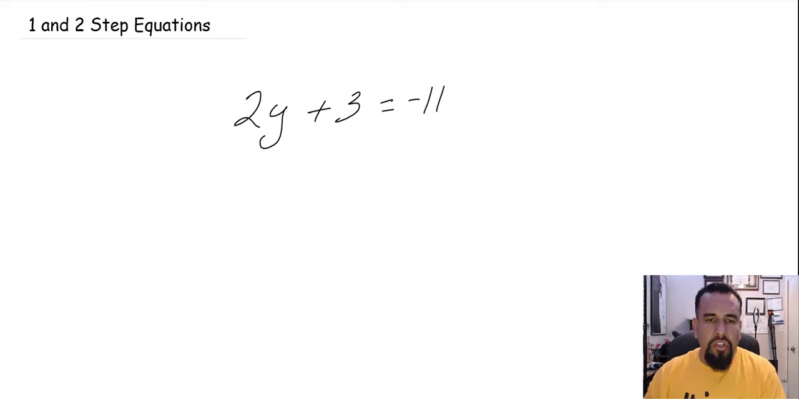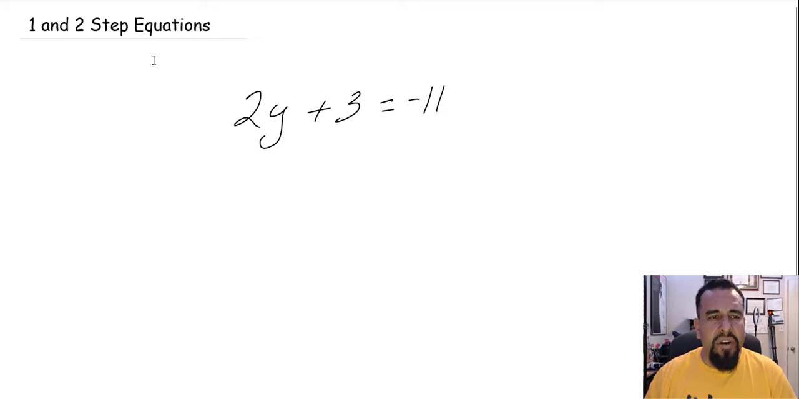Here we go. On this next one, as you can see, we have 2y plus 3 equals negative 11. Now this is a two-step equation. Basically, two-step equation means that I'm going to use two different operations to solve this. Not exactly that it only takes 2 steps to solve it, it means I need 2 operations to solve it. Either addition and multiplication, or subtraction and division, or some combination of that sort.